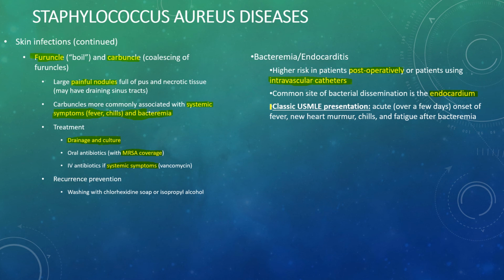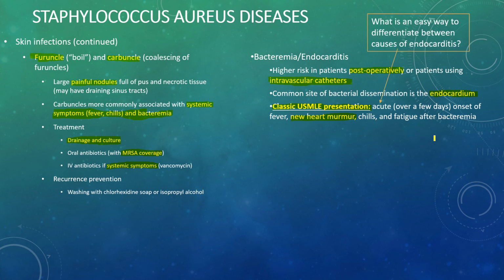The classic USMLE presentation, the main thing you want to remember, is that it happens acutely. If you see an acute endocarditis, you should definitely think of Staph aureus, because it happens over a few days. Most other forms of endocarditis take a few weeks to months. So you get a sudden onset of fever, a new heart murmur, which you'll hear on auscultation, chills, and fatigue after the bacteremia.